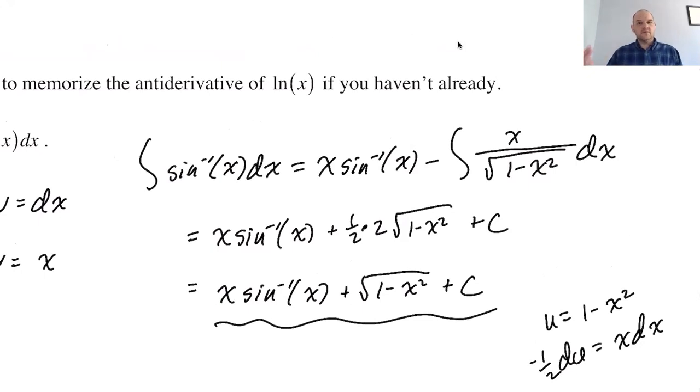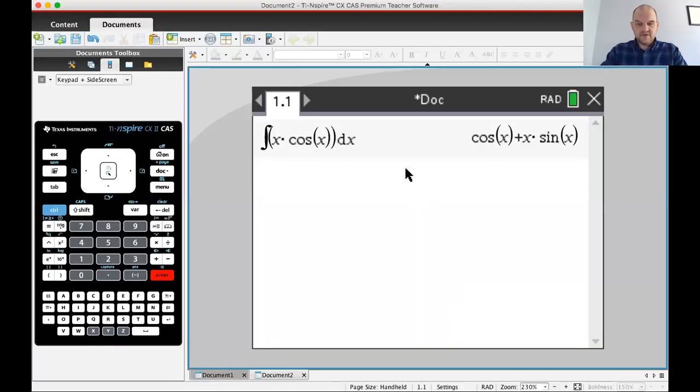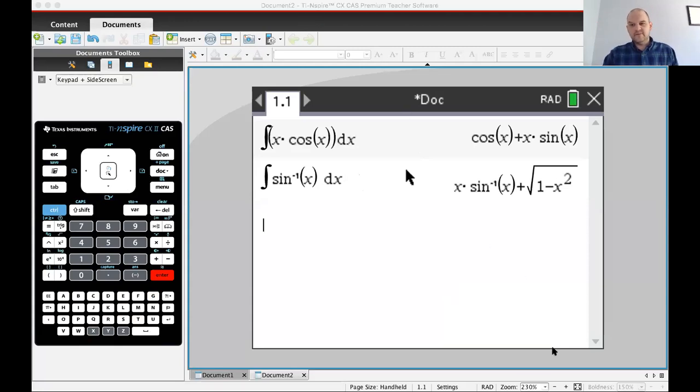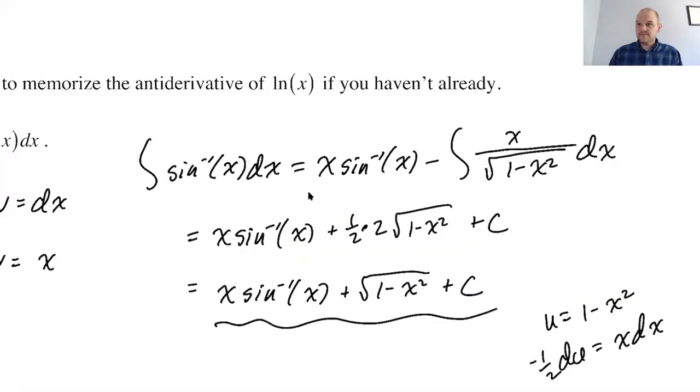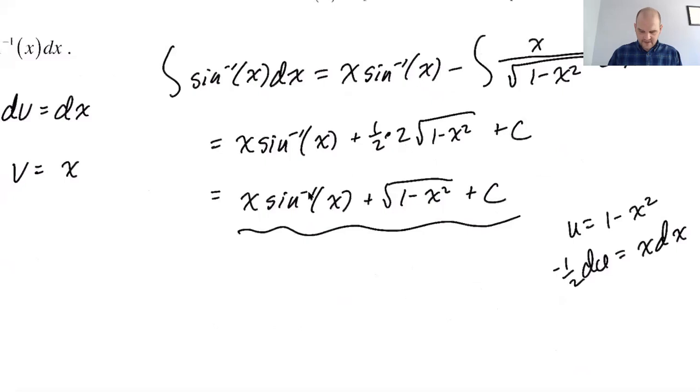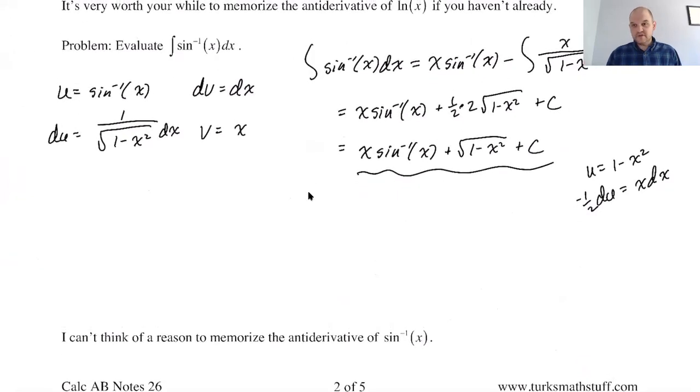So can we check it? We could check it by taking the derivative. I'm going to check it by using the calculator to integrate it. Let's see what the calculator says. So integral of arcsine of x with respect to x. So we get x arcsine of x plus radical 1 minus x squared, which is exactly what we got. Calculator never puts plus c. Minus infinity points to the calculator. So let's see. I don't think there's any reason to memorize this. You're welcome to it if you want.